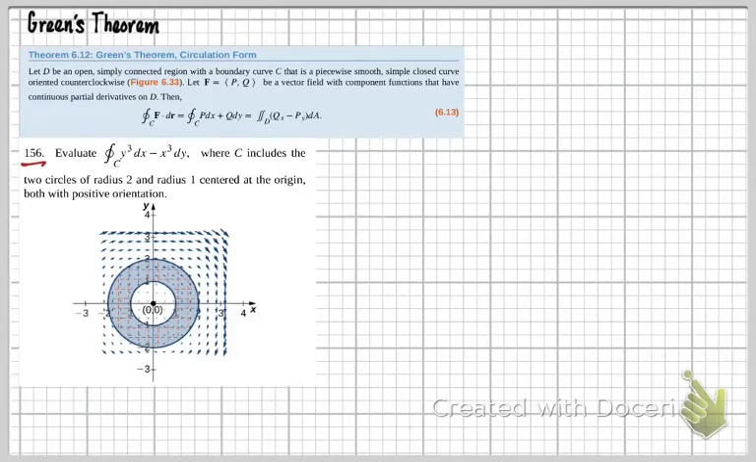Problem 156. Evaluate the integral of y cubed dx minus x cubed dy, where C is comprised of two circles of radius 2 and radius 1, centered at the origin, both with positive orientation. Now we're going to use Green's theorem here, but you might say, hold on a minute, we have a problem.